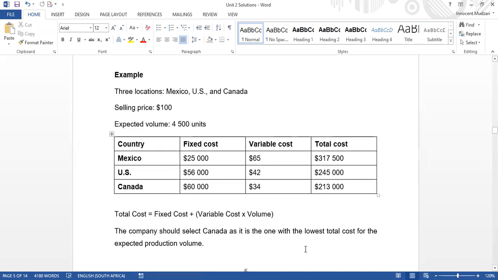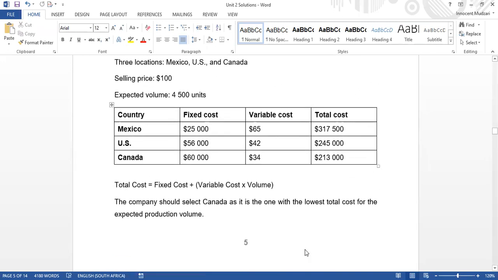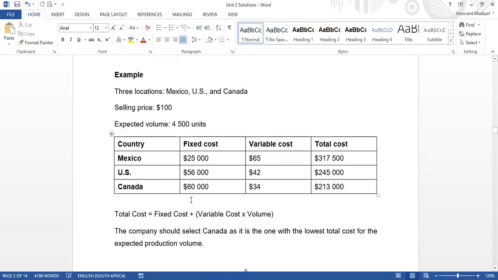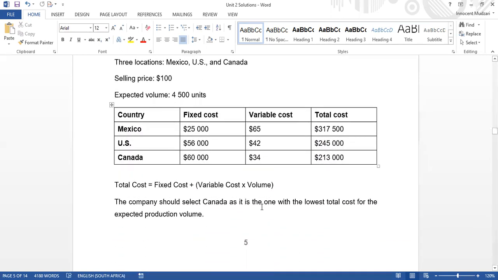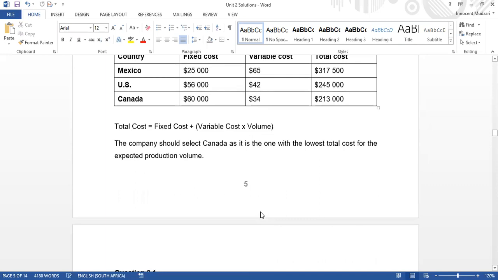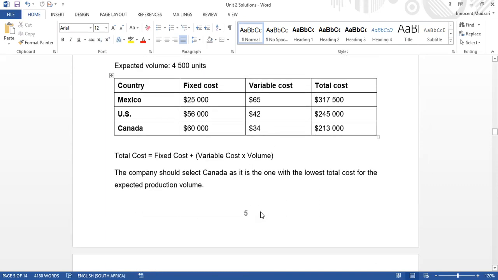You need to give your example using figures. Firstly, you can just tell us what the locational cost volume analysis is, maybe, and give the steps that are followed when doing the locational cost volume analysis. And then now you give us a short example. These are only 6 marks. You don't have to write a lot of things. Okay, that's 2.2.2. And then we go to the next question.